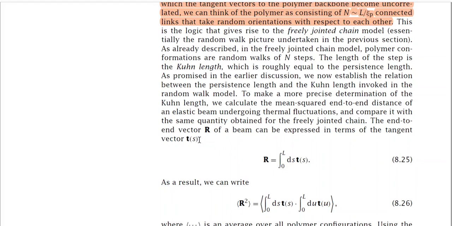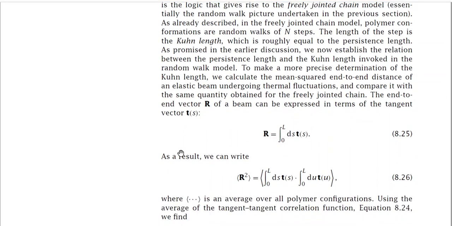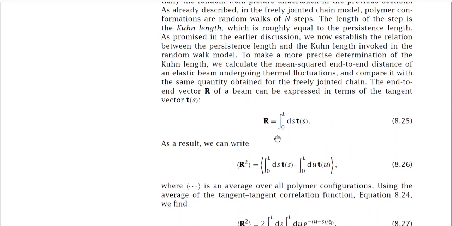The end-to-end vector capital R of a beam can be expressed in terms of the tangent vector T(s). So the end-to-end vector capital R we can write in this way. If ds is a small length element and T(s) is a tangent vector, and if the whole length of the beam is L, then capital R, that is the end-to-end vector, can be written as the integral from 0 to L of ds times T(s).